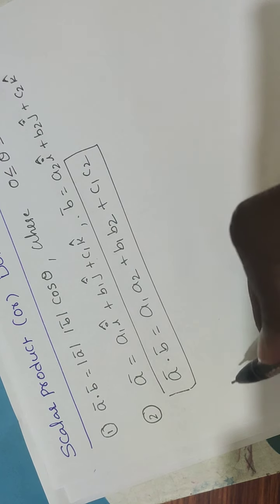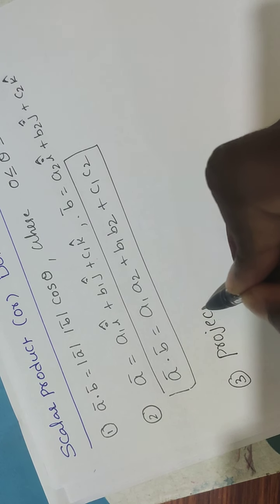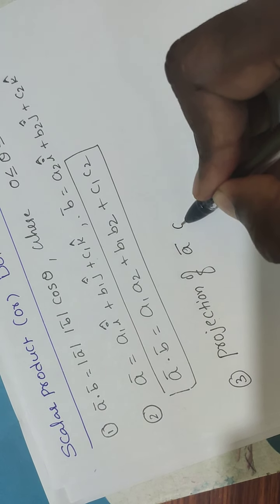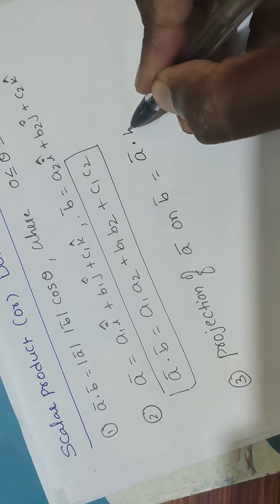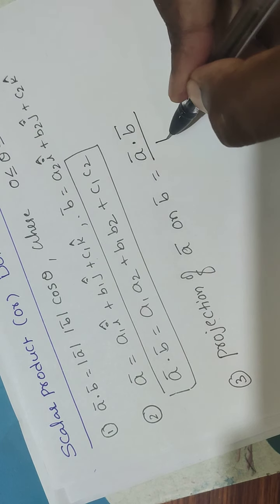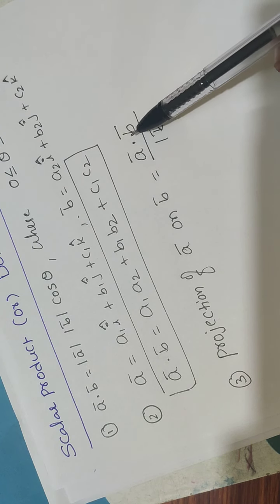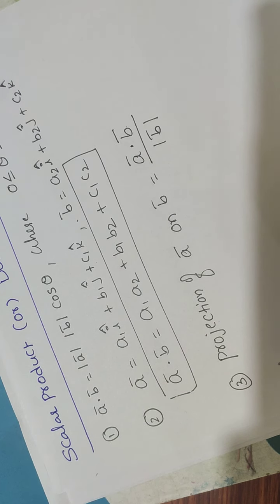Next, third point, projection. Projection of one vector a bar on the other vector b bar equals the formula a bar dot b bar by mod b bar. The same formula is applicable for the projection of b bar on a bar: b bar dot a bar by mod a bar. That is the formula.